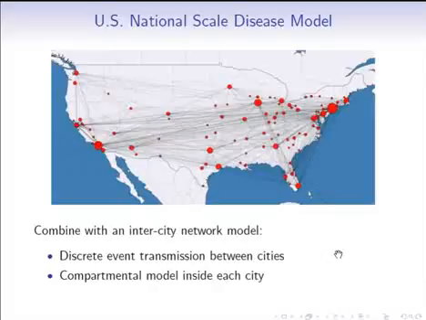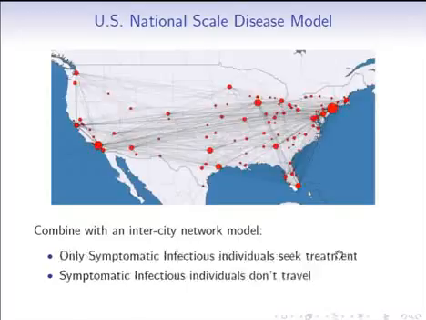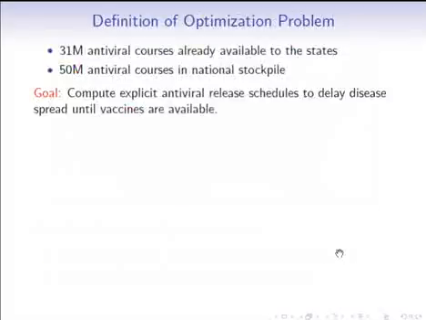And what we're going to do is have discrete event transmission between cities, but we're going to have an individual compartmental model inside of each of the cities. And the reason that we had those two compartments for symptomatic and asymptomatic infectious individuals is because only symptomatic infectious individuals are going to seek antiviral treatment, and also in our model symptomatic infectious individuals don't travel.